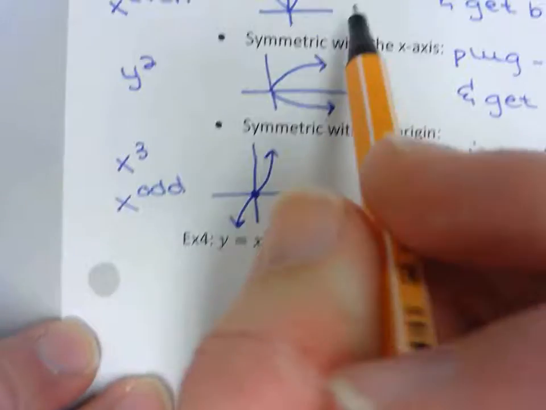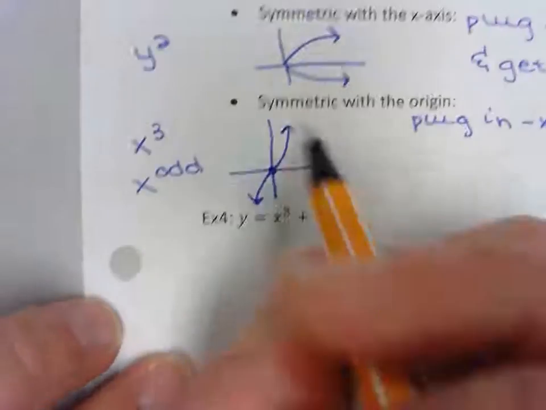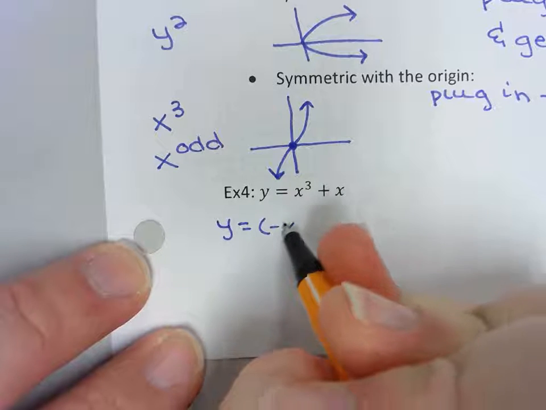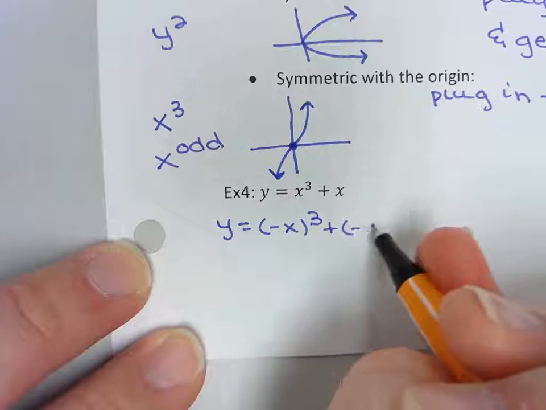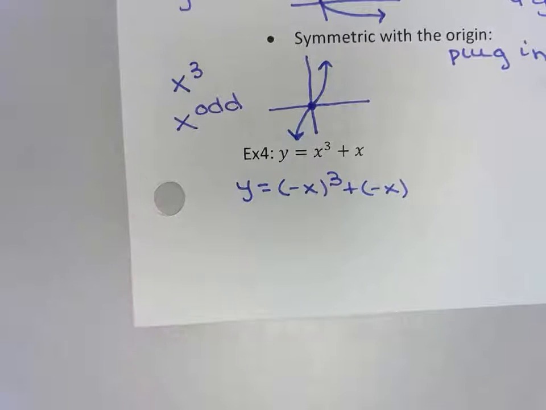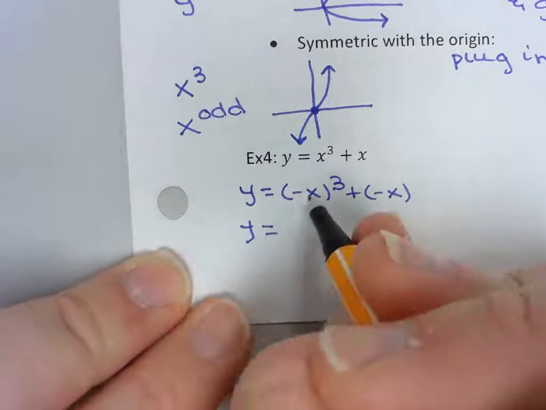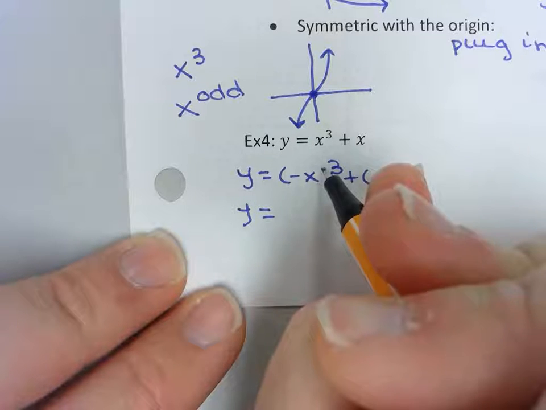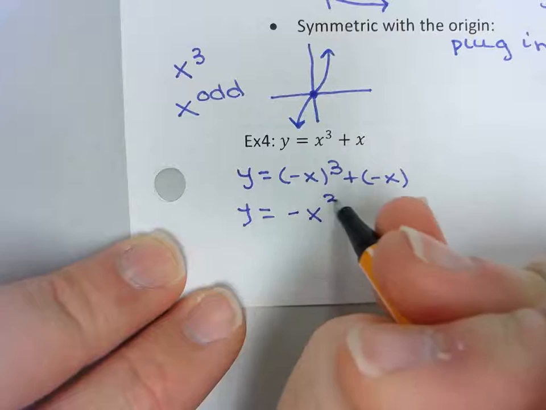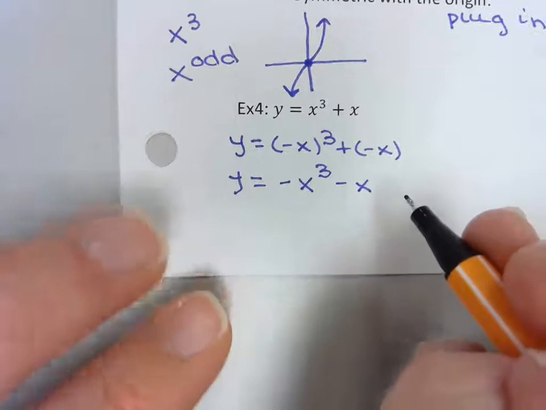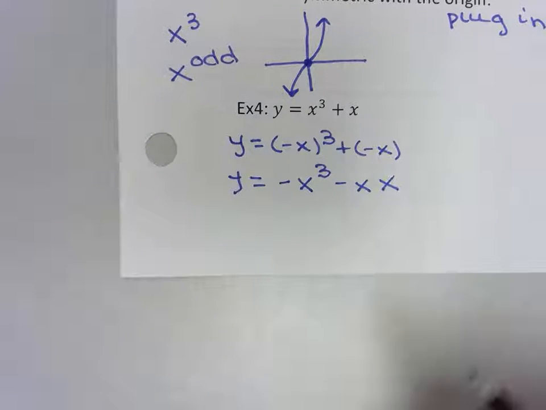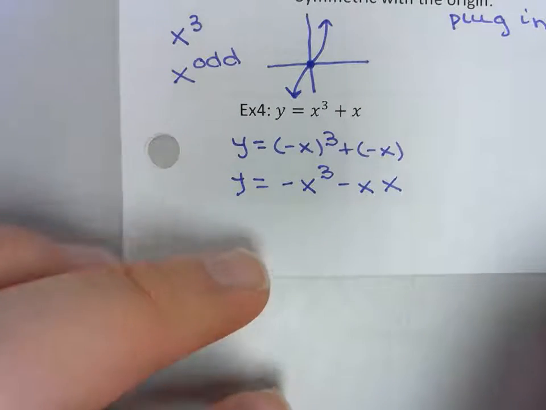So let's go ahead and just check all 3 of these real quick. So symmetric with the y-axis, I plug in a negative x where x is, and it's symmetric with the y-axis if I get back the original. But if I think about it, what's a negative to a third power? Negative to any odd power is going to stay negative. So do I get back the original? No. So it's not symmetric with the y-axis.